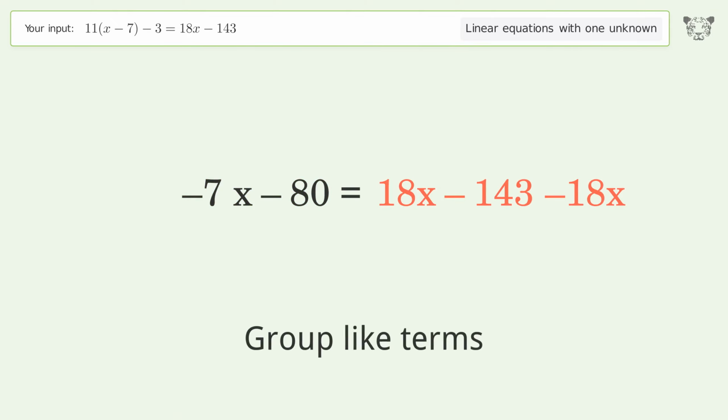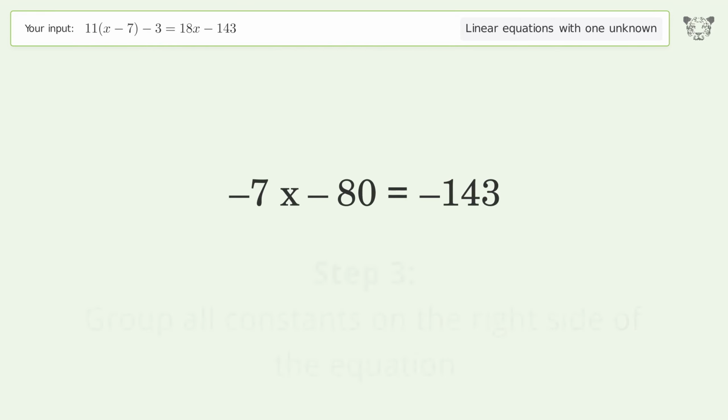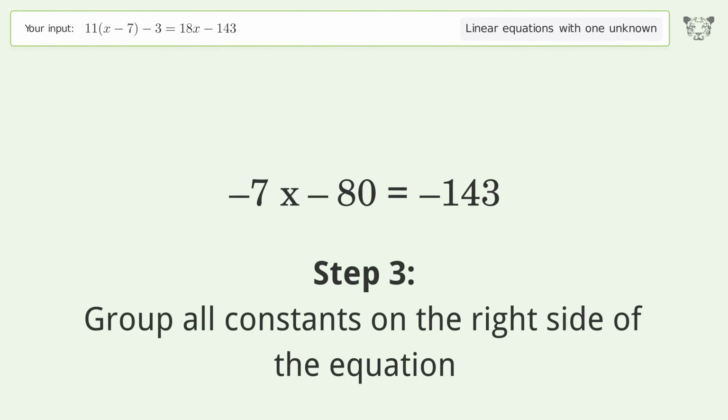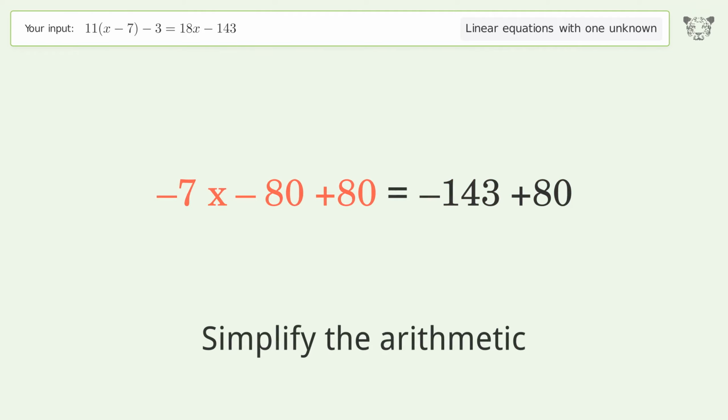Group like terms. Simplify the arithmetic. Group all constants on the right side of the equation. Add 80 to both sides. Simplify the arithmetic.